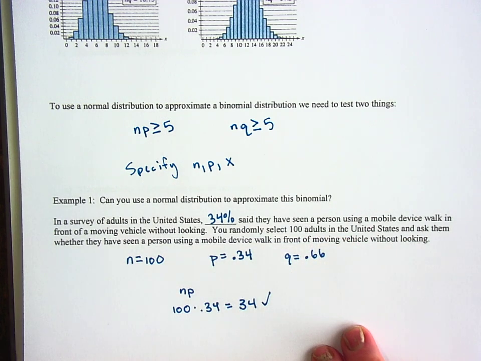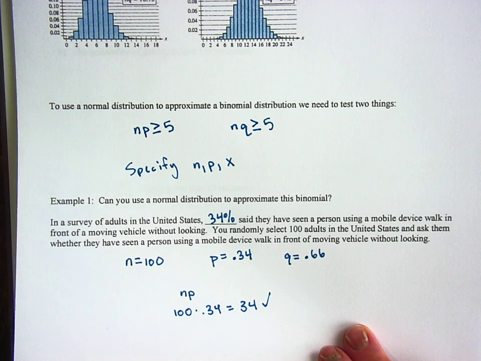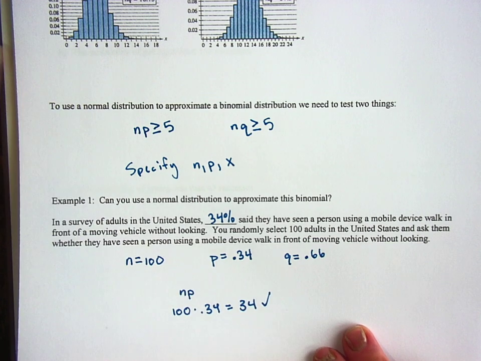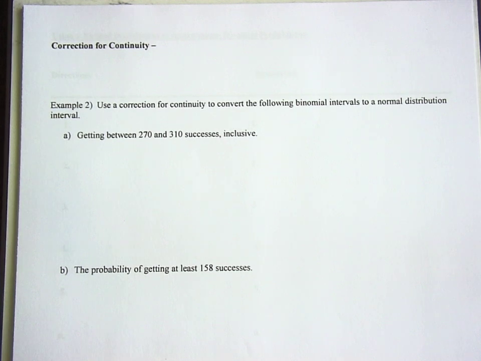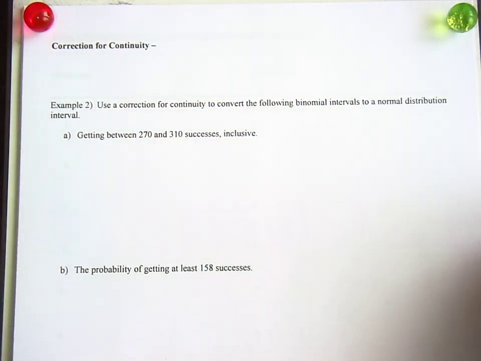If, by the way, you can't use a normal distribution to approximate the binomial, then you just use a standard binomial distribution. Now, the only problem with this is we have to do something called a correction for continuity.